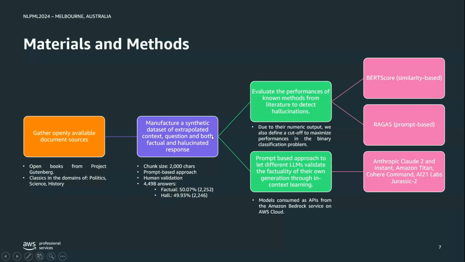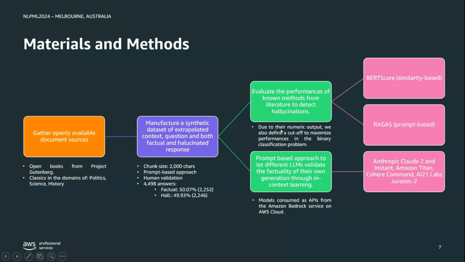And then what we did is we applied methods from literature, in particular a similarity-based method and a prompt-based method. And we compared the approaches from literature with an in-context learning approach, which we wanted to validate. Importantly, we tested our approach on multiple large language models, all available from the Amazon Bedrock platform on AWS Cloud, but they are just API calls, so they could be replaced with any model.